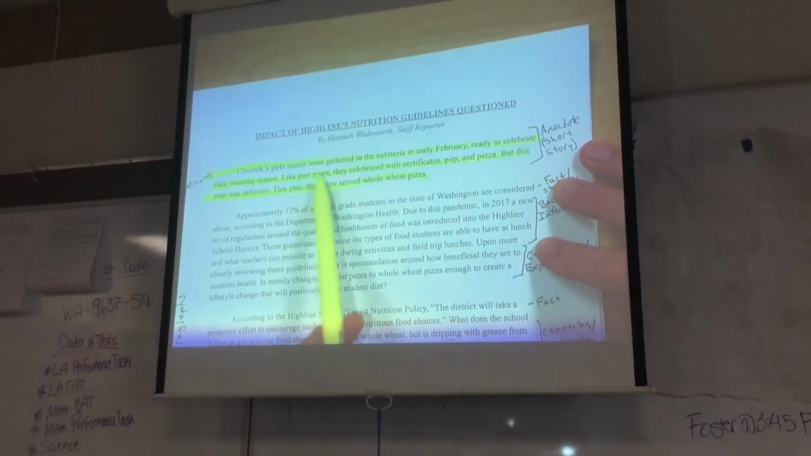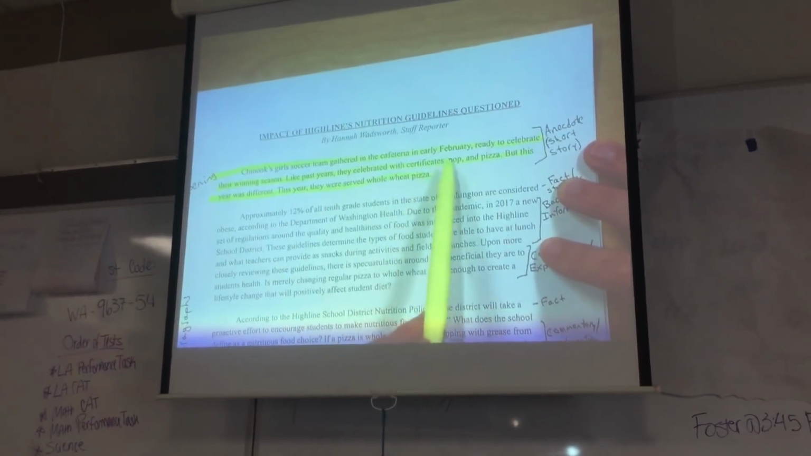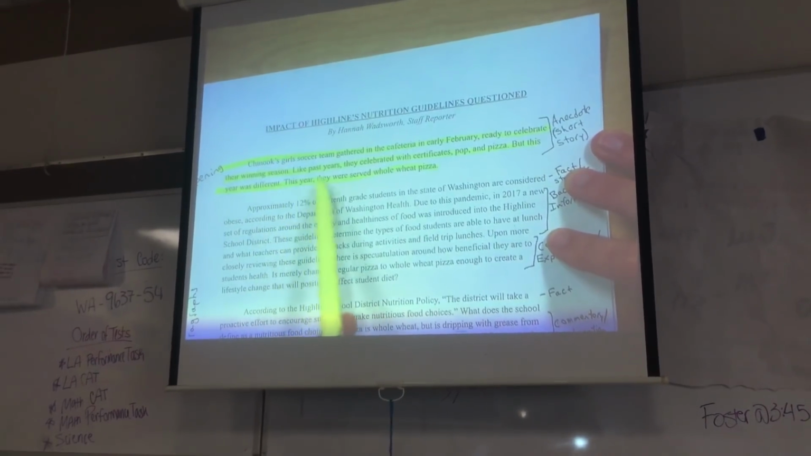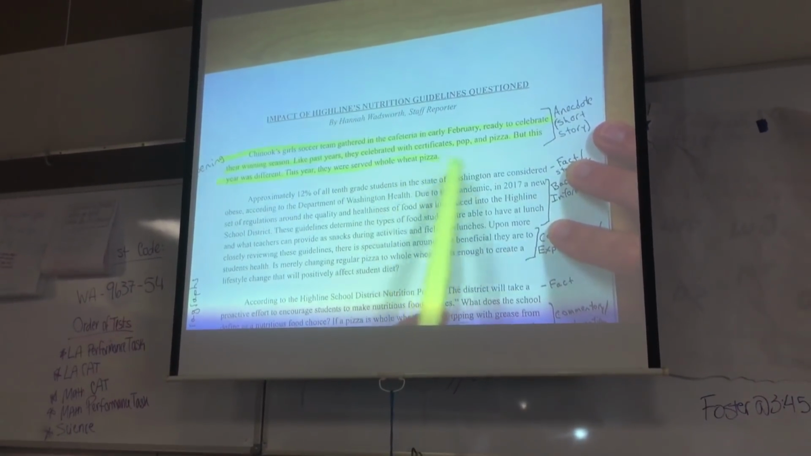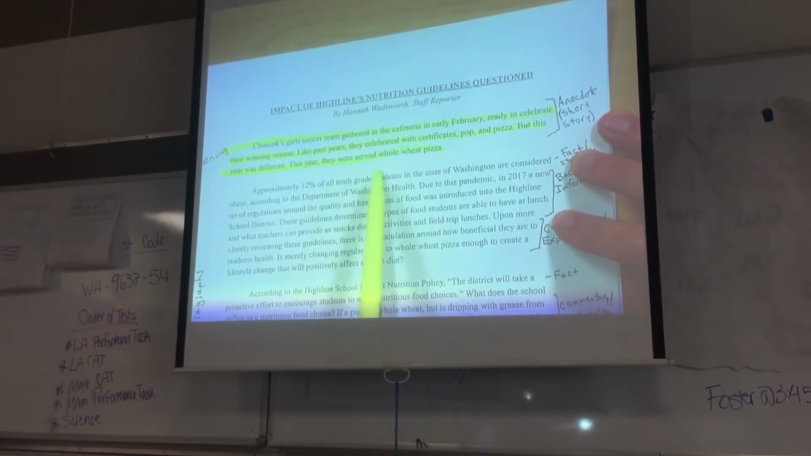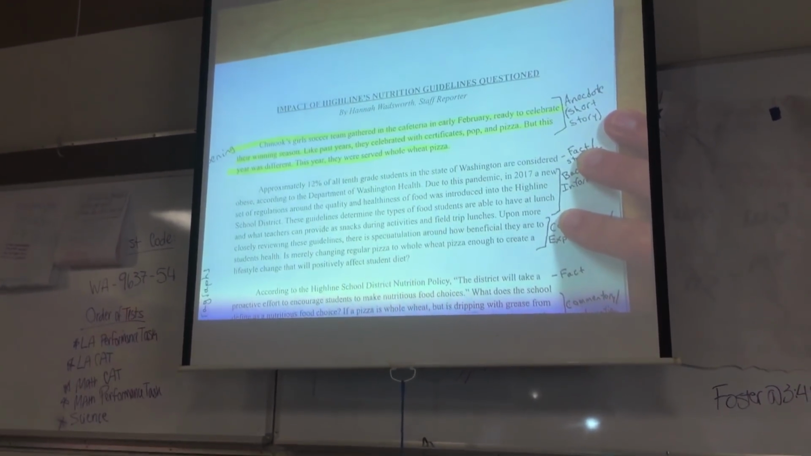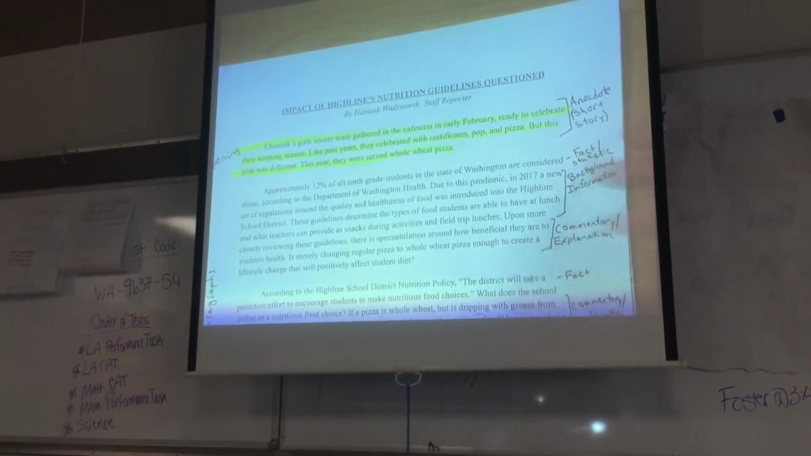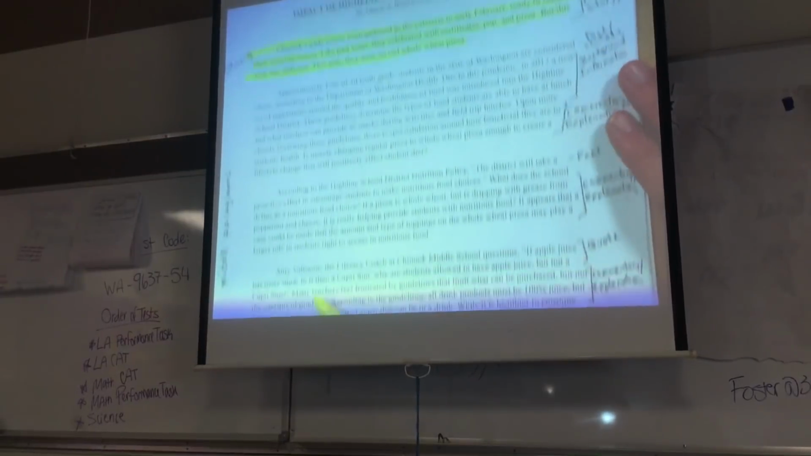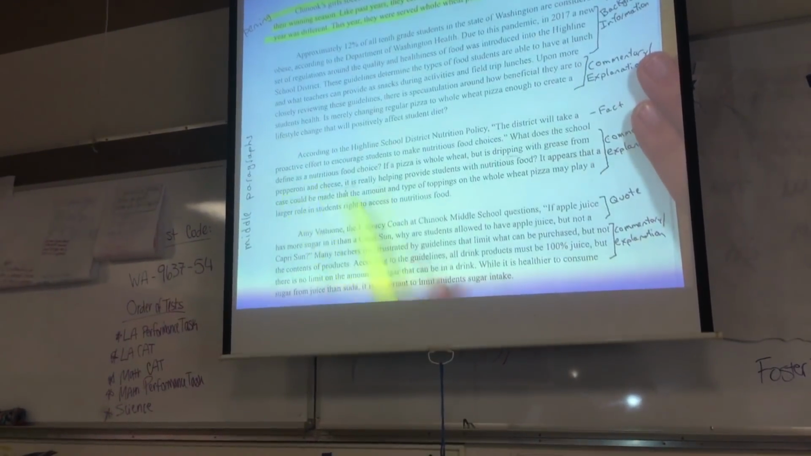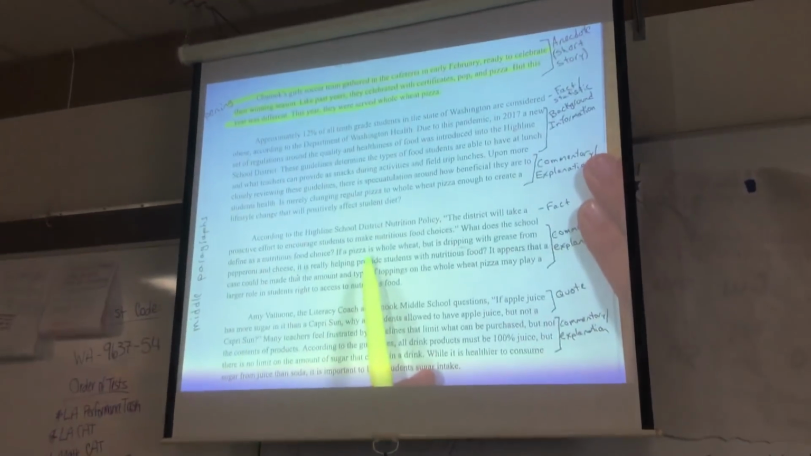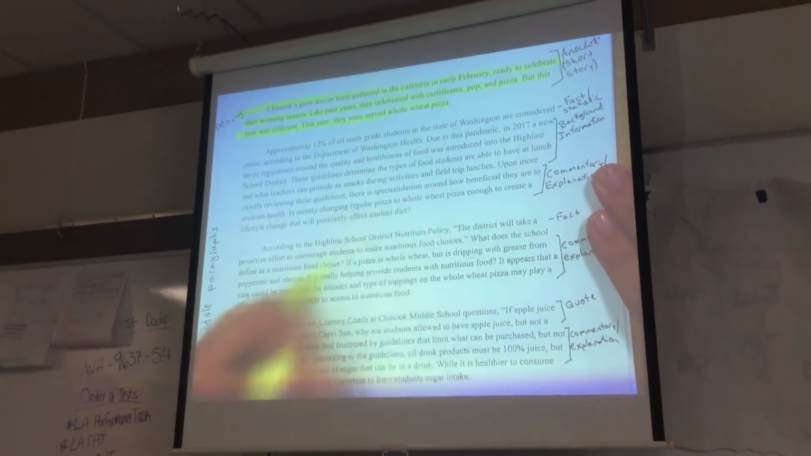Chinook's girls soccer team gathered in the cafeteria in early February, ready to celebrate their winning season. Like past years, they celebrated with certificates, pop, and pizza. But this year was different. This year, they were served whole wheat pizza. Another example where I'm using vivid details in my own writing to create an image for you guys is when I talk about the pizza. This pizza sounds disgusting.